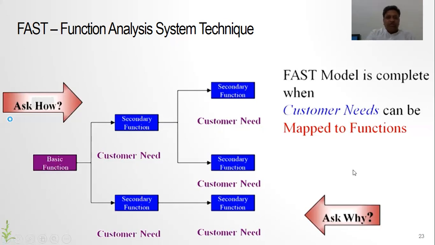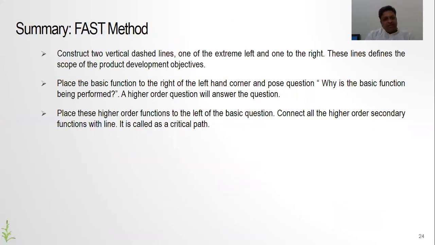Until then, you need to keep asking the question. So the summary is: construct two vertical dashed lines, one at the extreme left and one to the right. These lines define the scope of the product development objectives. Place the basic function to the right of the left-hand line and pose the question, why is the basic function being performed? A higher order function will answer the question. Place these higher order functions to the left of the basic function. Connect all the higher order secondary functions with a line. It is called the critical path.